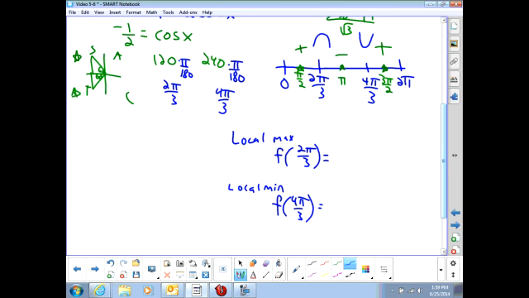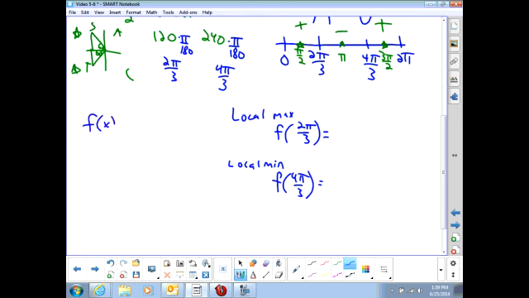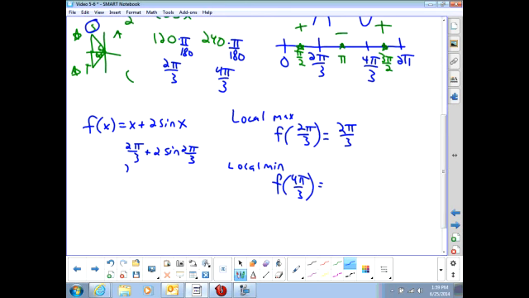Now keep in mind we have to plug these into our original. So we're doing x plus 2 sine x. When we plug 2 pi over 3 in, 2 pi over 3 will go in for x. And we'll do 2 times sine of 2 pi over 3. Remember, 2 pi over 3 is 120. 120 is in the second quadrant where sine is positive. And there's a 60-degree reference angle. So a 60-degree reference angle for sine would be square root of 3 over 2. So we'll really just have 2 pi over 3 plus 2 times the positive square root of 3 over 2. Again, because sine is positive in the second quadrant. So that'll give us in the end 2 pi over 3 plus square root of 3.